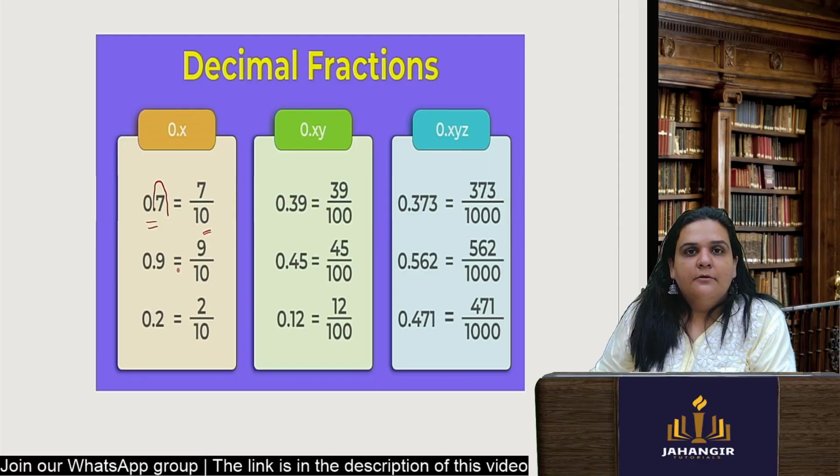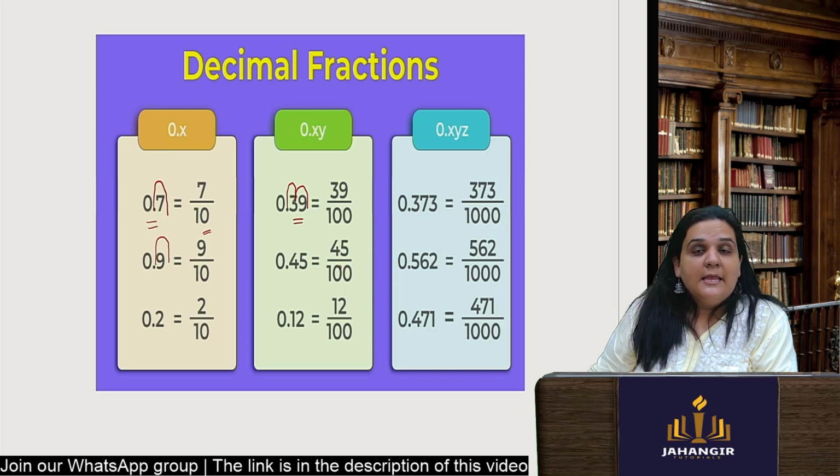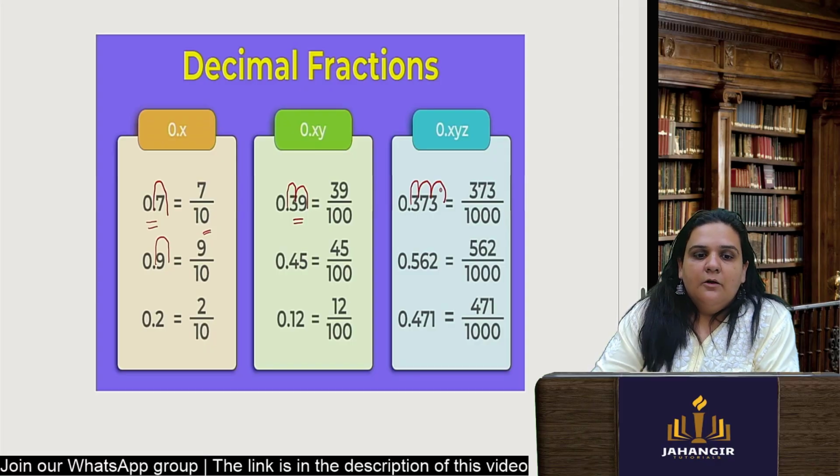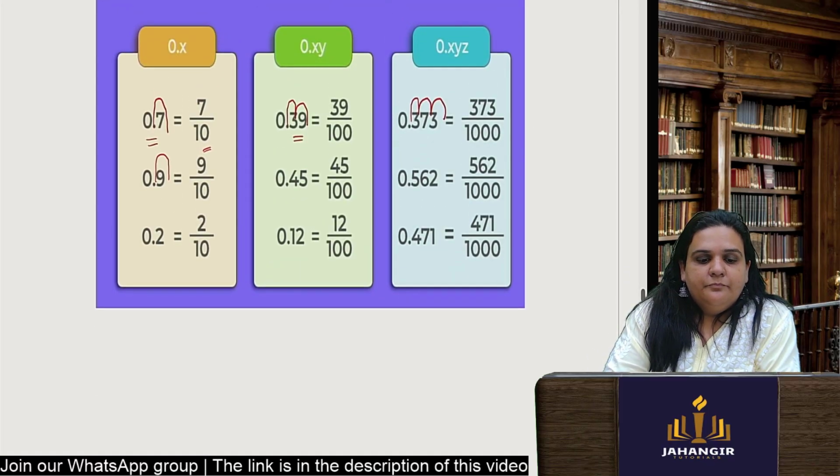Let's come here. One place after the decimal: 9 upon 10, 2 upon 10. If there are two parts after the decimal, I'll put 2 zeros, so 100: 45 upon 100, 12 upon 100. And if there are three fractional parts after the decimal, I'll put 3 zeros.